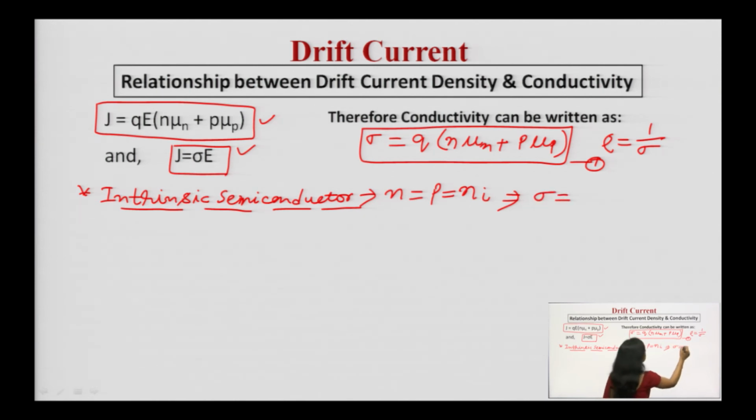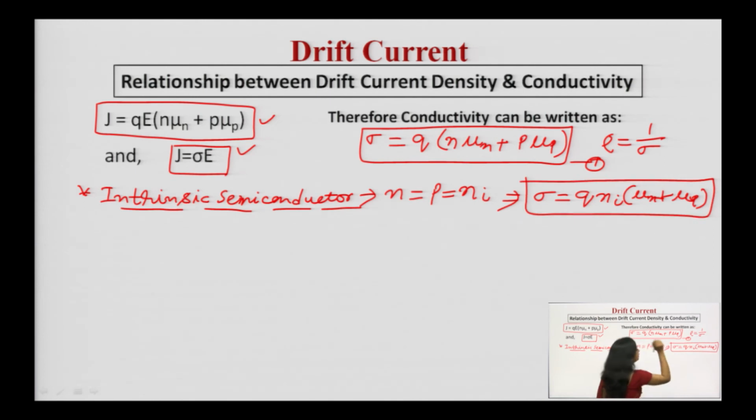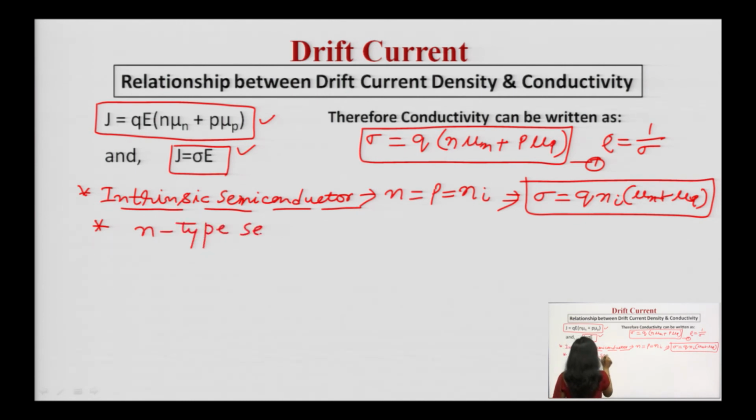This sigma is equal to Q times, now N is equal to P, which is equal to Ni, into mu N plus mu P. This is the case for the intrinsic semiconductor. For extrinsic semiconductor, let us discuss the N-type semiconductor.